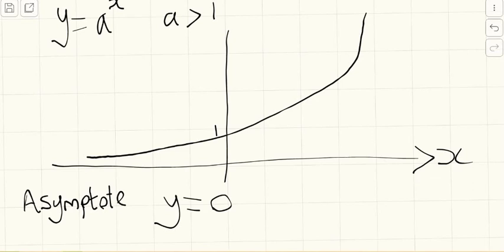Okay, we'll have a look at the situation where a is not greater than 1. So we'll look at what happens if it's between 0 and 1 strictly, and what happens if it's equal to 1, and also what happens when it's negative. But that's it for this video.